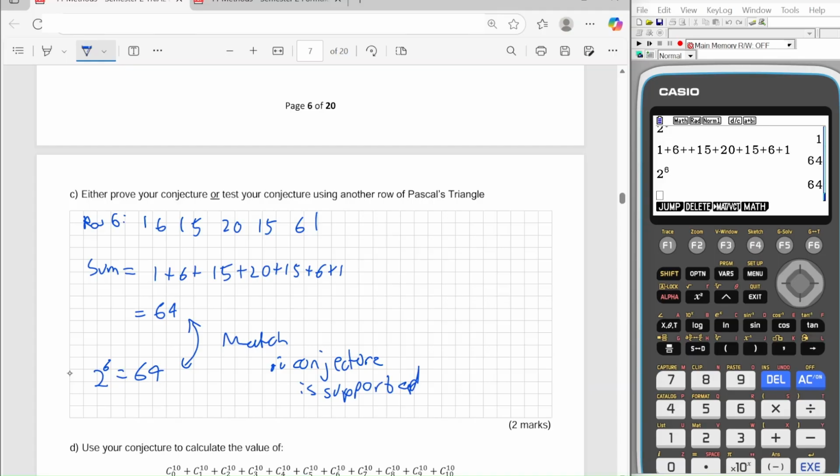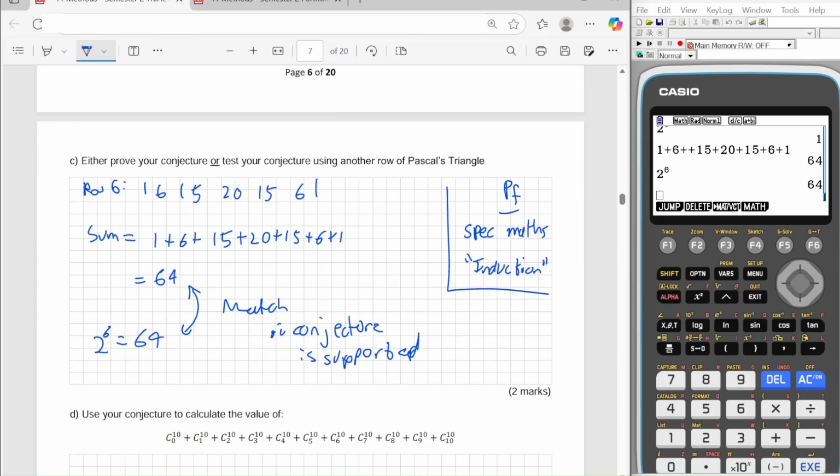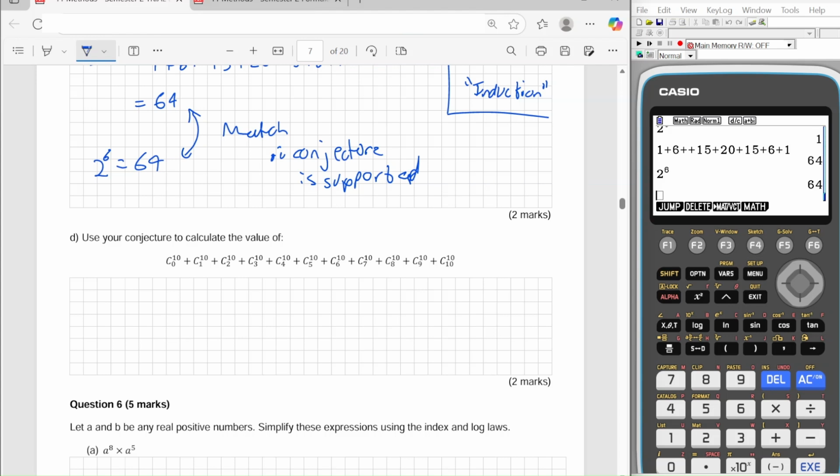Wonderful. Now, if you want a proof, the reason that I didn't directly ask you to prove this is because proof uses something from spec maths. It's called induction. If you've learned induction before, or if you want to look into it because it's really interesting, I would recommend it. You can prove this using induction, and it's not too difficult. So if you want to try that, have that as an exercise. Next, we're going to use our conjecture to calculate this value. This is row 10.